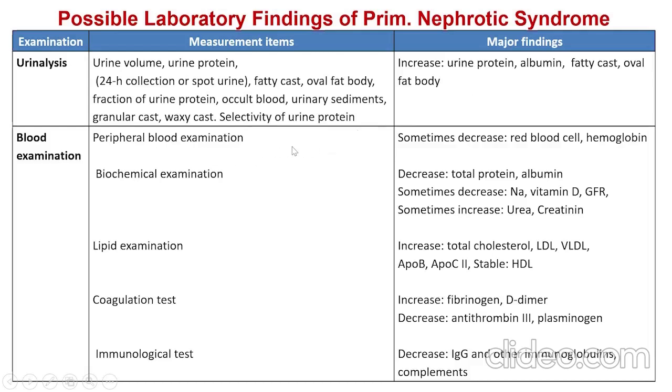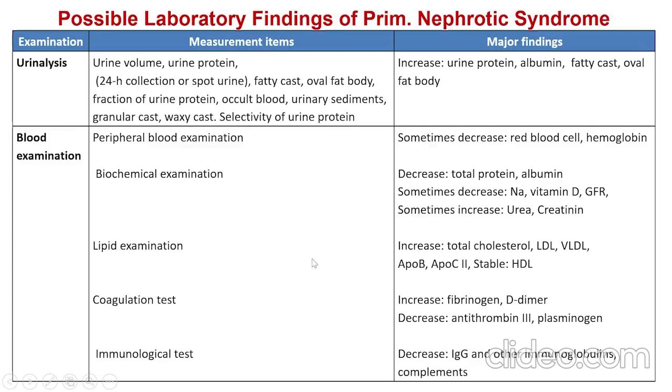Peripheral blood examination or CBC sometimes can show us erythrocytes decreased and hemoglobin decreased. That means anemia, which frequently develops in systemic diseases, oncological diseases, as well as glomerulonephritis and kidney diseases. Biochemical examination may reveal a decrease in total protein level, albumin level, sometimes decreasing of sodium, vitamin D and glomerular filtration rate. Sometimes we can find an increase in urea and creatinine because of kidney involvement.